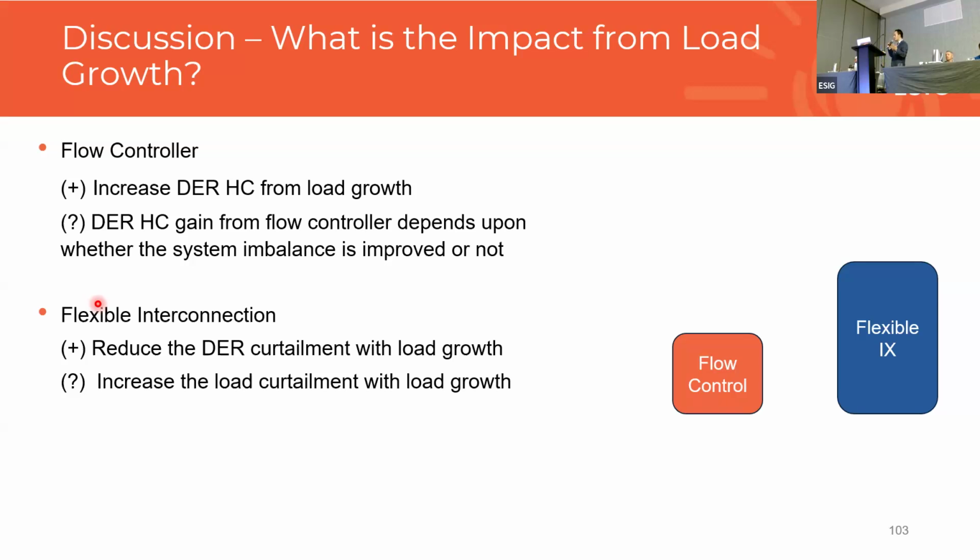Yeah, fantastic. That basically means that load growth will indeed increase the DER hosting capacity, and the performance of flow controllers really depends on whether your system imbalance gets worse or improves. Then the same question: if you have load growth in the next few years after you deploy the flat interconnection, will that load growth reduce the DER curtailment? Is that the right statement?